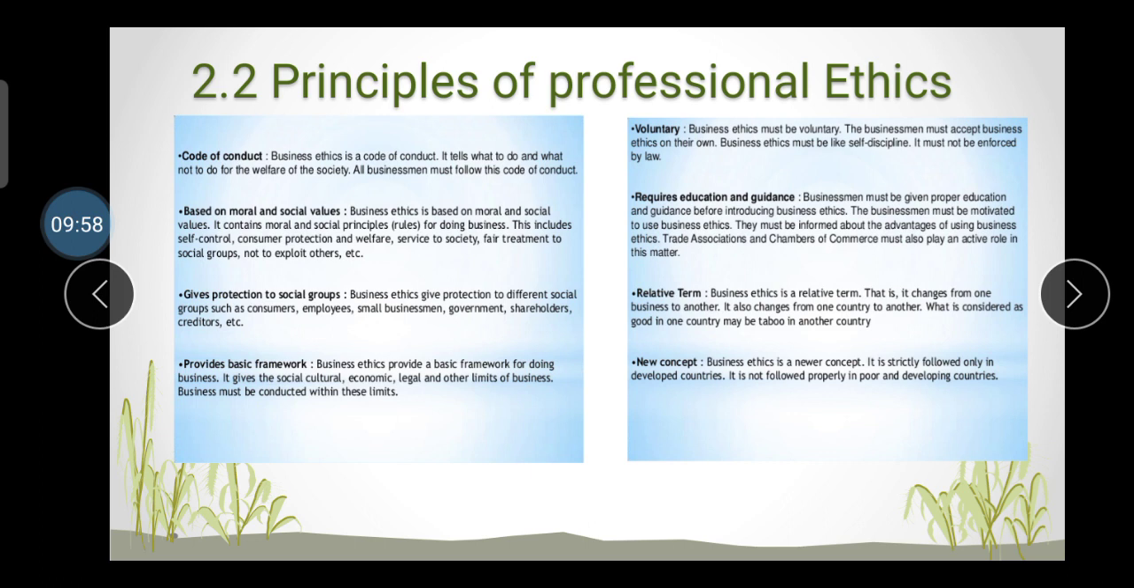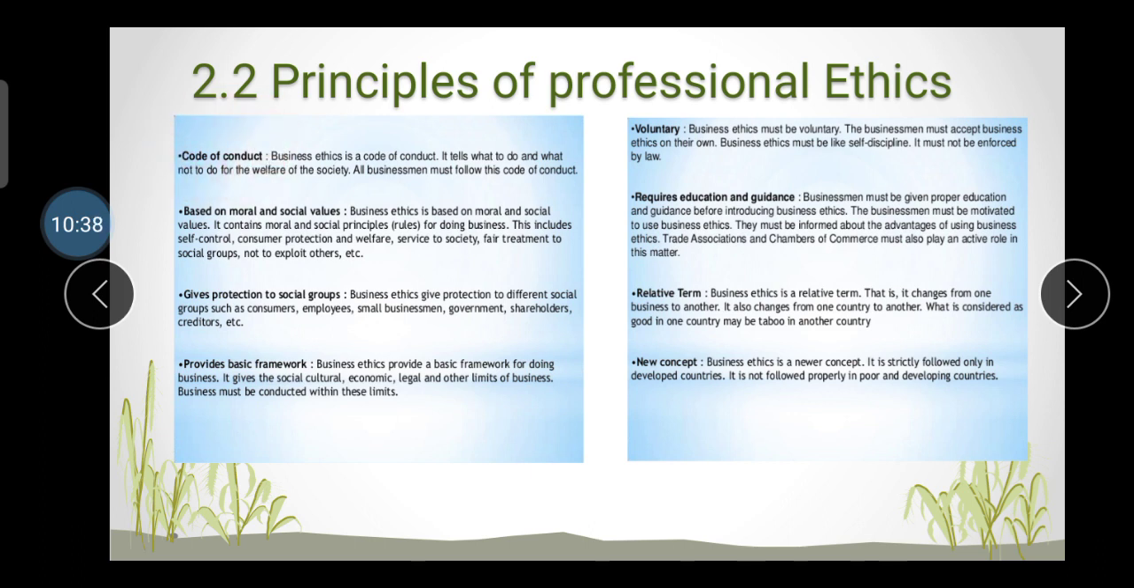Means what? Business ethics is a code of conduct. It tells what to do and what not to do for the welfare of society. So all businessmen have to follow the code of conduct, because whenever you do the work, the code of conduct is very important. In the medical field, they have a code of conduct, so they are always working for the welfare of their patients. They also have another code of conduct: whenever they are working in the medical field, they cannot take fees from their batchmates or fellow doctors. So it's one type of code of conduct that they should follow.